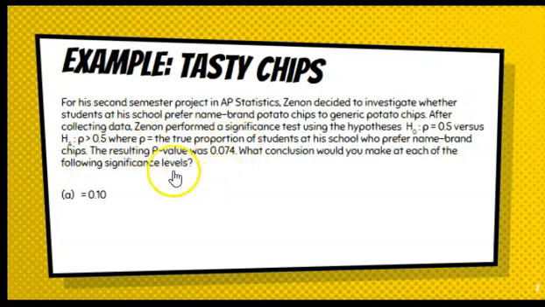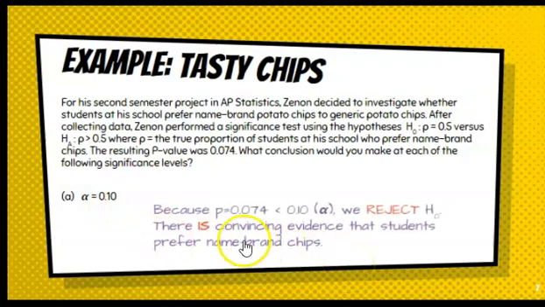Now, here's the question at hand. The resulting p-value was 0.074 when he ran the test. What conclusion can you make at the following significance levels? So in part A, alpha is 0.1. My significance level is at the 10% level, and I need to compare my p-value to that. Then I can make my decision. Do I reject the null or fail to reject the null? So here's how my answer would read. Because the p-value, 0.074, is less than 0.10 alpha, we reject the null.